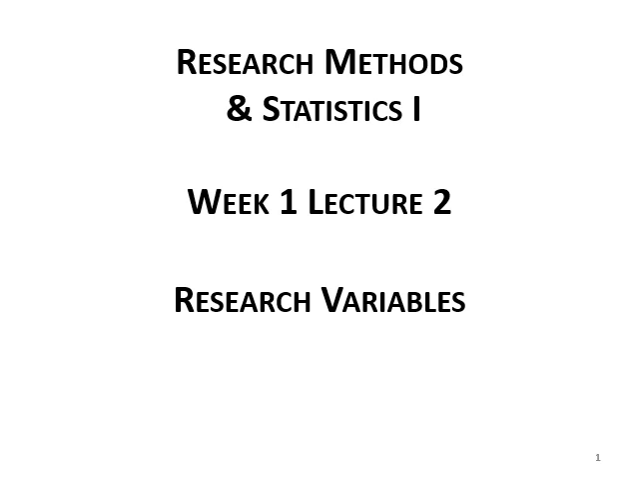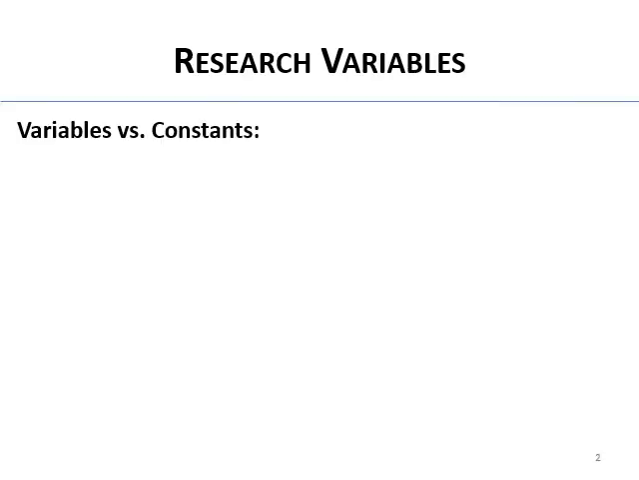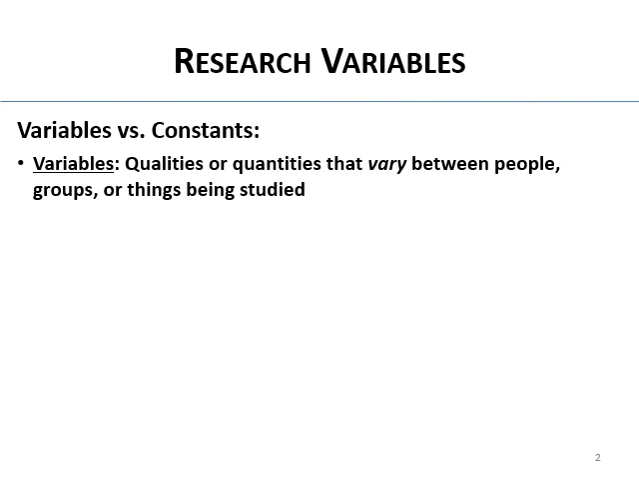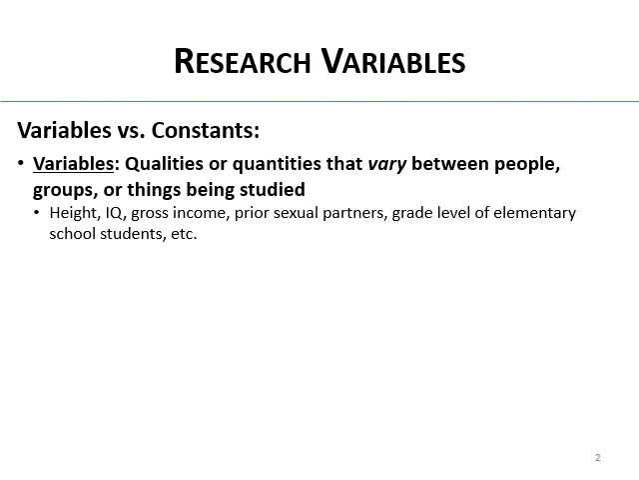Now we're going to talk about some research variables, still very much on the theme of the basics of research methods and stats. So the first thing I've got to cover is what's a variable and what's not a variable. So, variables versus constants. Variables are qualities or quantities that vary between the people, groups, or things that you are studying. So height, IQ, gross income, prior number of sexual partners, the grade level of elementary school students, etc. These are all things that vary between the people, groups, or things that you're studying.